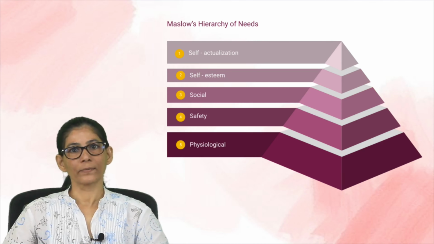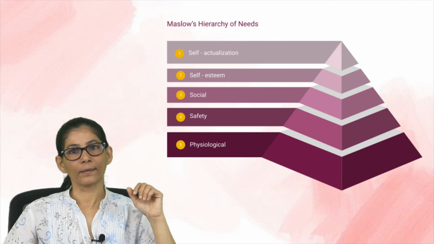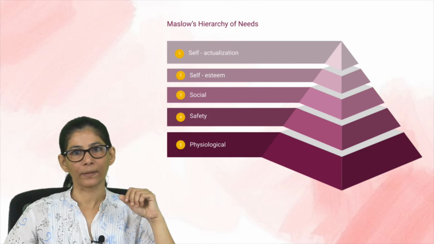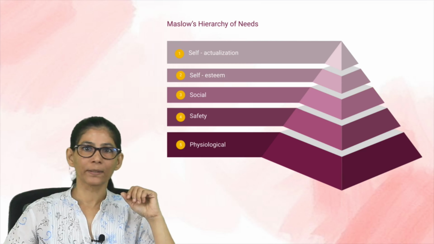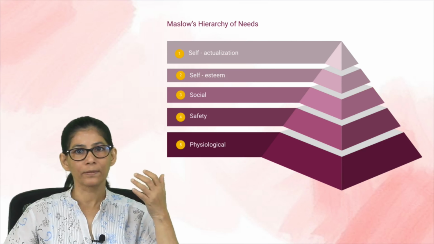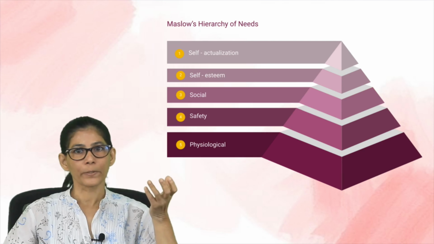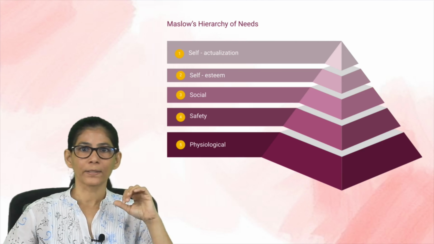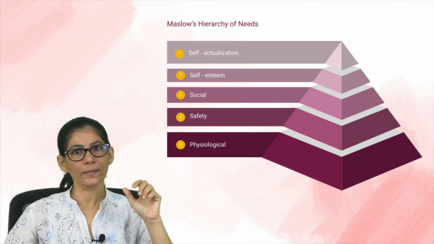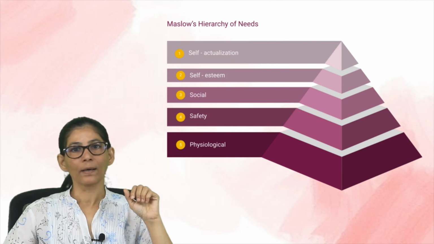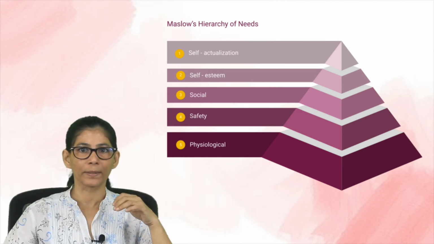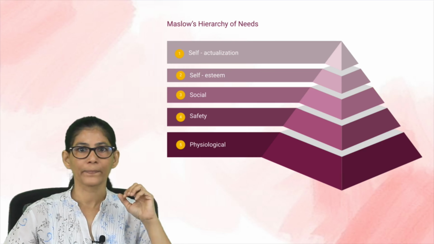Next comes social needs, which include need for attention and affectionate relationship with colleagues and respectable place in the organization. Next in the hierarchical model is esteem needs, which include desire for self-respect, for achievement and esteem or recognition from others. And the last one, which is equally important, is self-actualization needs, which include desire for self-fulfillment, for realization of one's potential or capacity, and self-development.